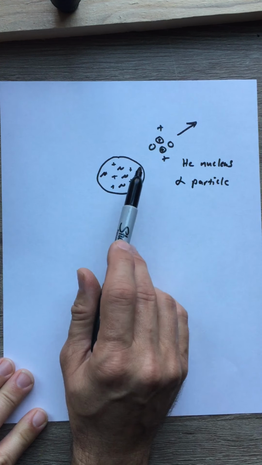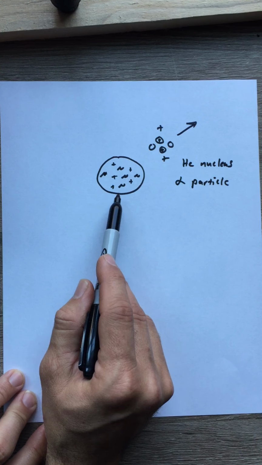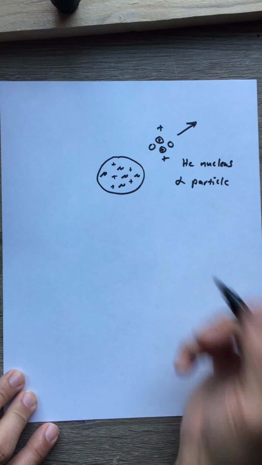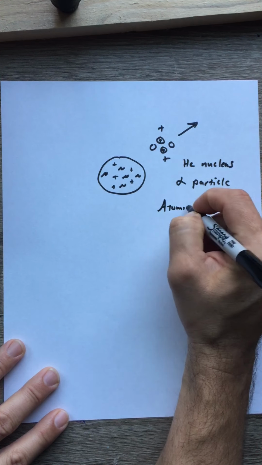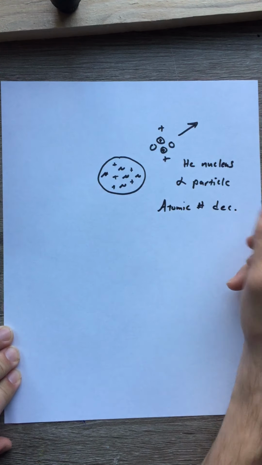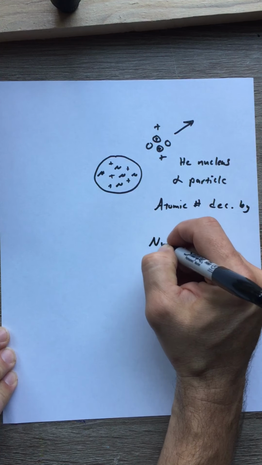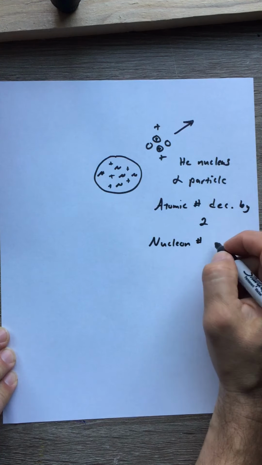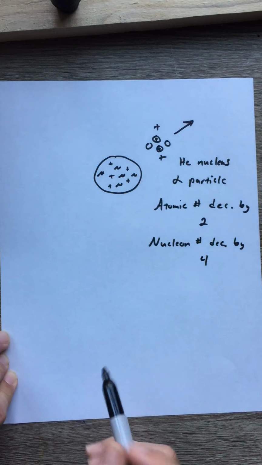So when this nucleus ejects this material, notice that the atomic number of this atom has to change, which means that this atom has to change into a different atom. The atomic number decreases by 2. We would say that the nucleon number, that's the number of particles in the nucleus, decreases by 4, right? We've lost 4 things.